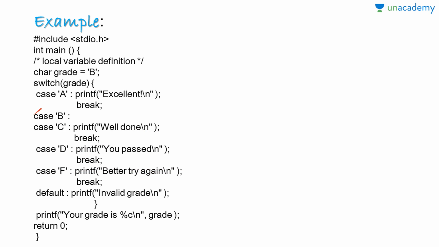So for case B and case C, we have the print statement well done. So it matches for the second case. Grade B and case B match here. So we will get the output as well done. After the switch condition is executed, come out of the switch. Then you see that one more printf statement is there: your grade is %c grade. So what is the grade? B. So we will be getting two lines in the output. One is well done and next is your grade is B.